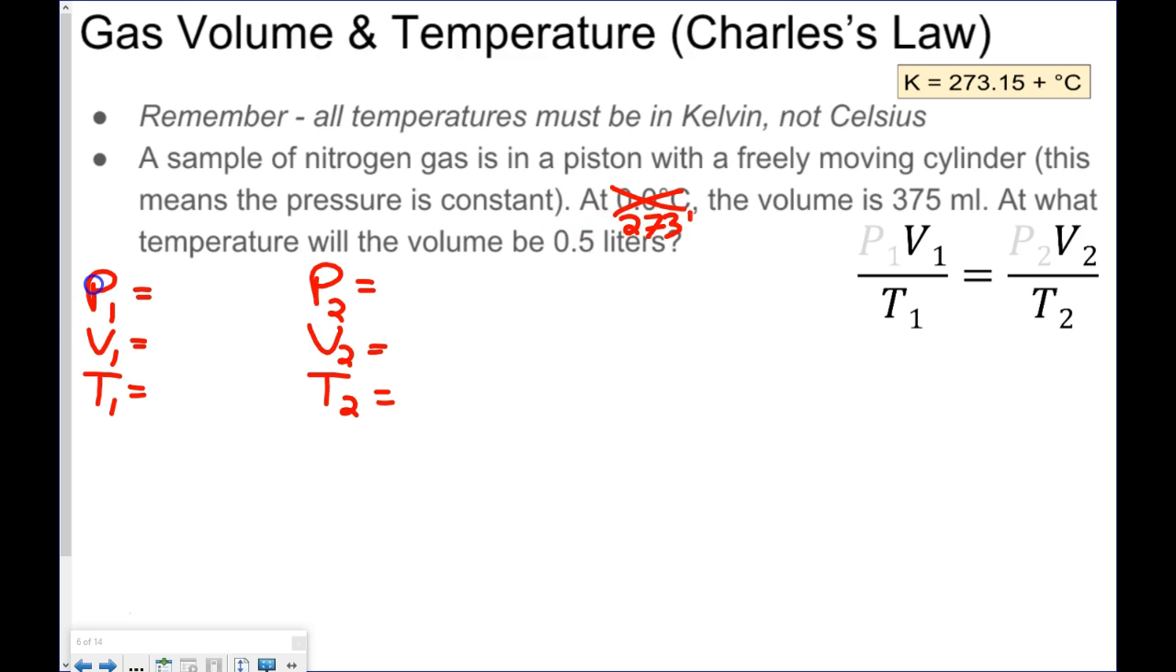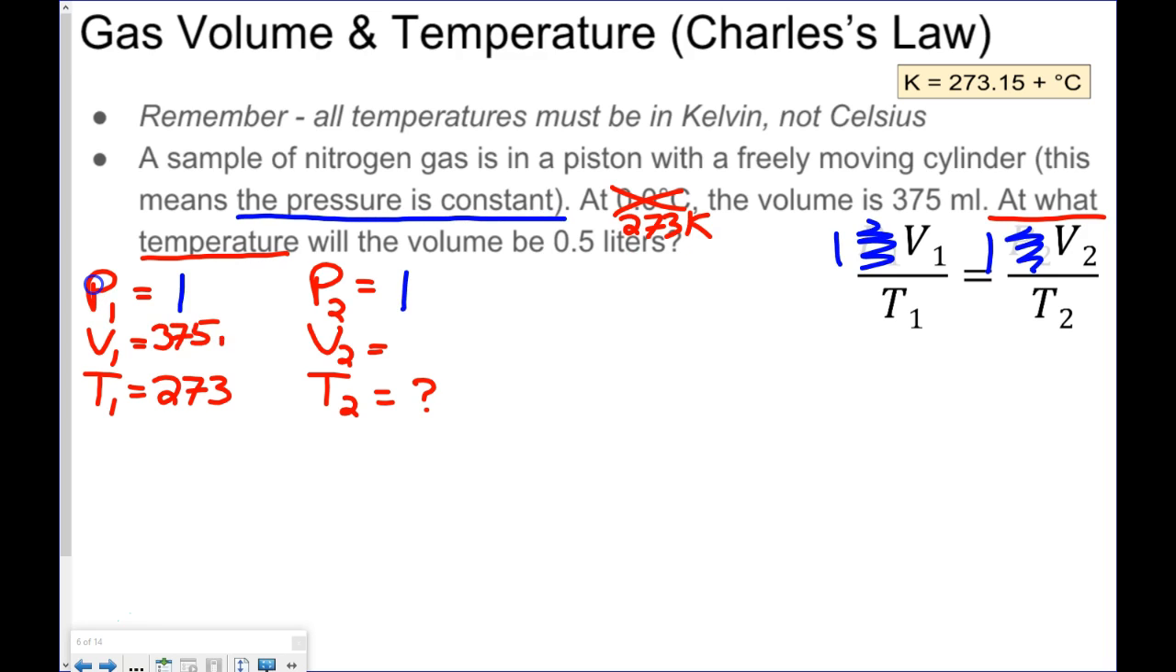First thing I'm going to do is write out and convert things into Kelvin. 0 Celsius, 273 Kelvin. The question is, what is the new temperature? So that's my unknown. My initial is 273 Kelvin. Pressure is constant, put a 1 there. I start with 375 mLs. My second volume is going to be 500 mLs, which is going to be half a liter.